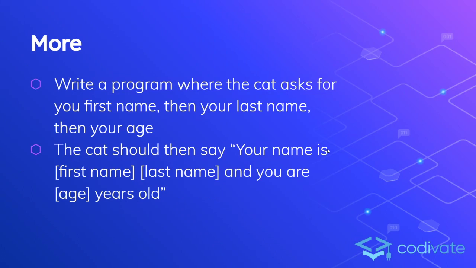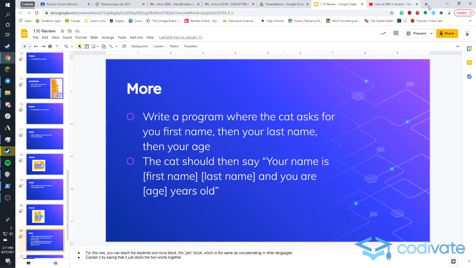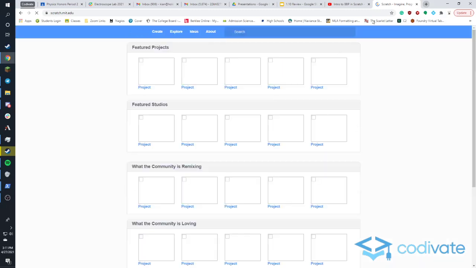Alright, more extra practice. Write a program where the cat asks for your first name, and then your last name, and then your age. And then the cat should say your name is first name, last name, and your age years old. And it should say it all in 1 line. Now this one's probably the most tricky one because it includes a block we have not covered yet. So let me show you that block right now.